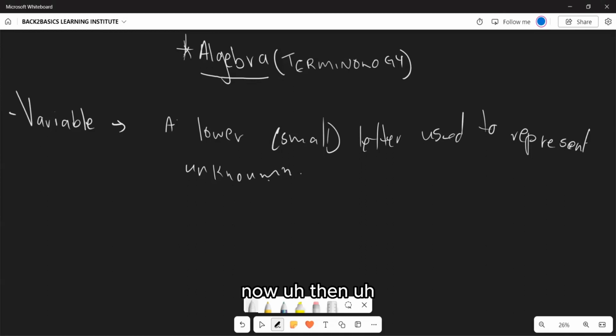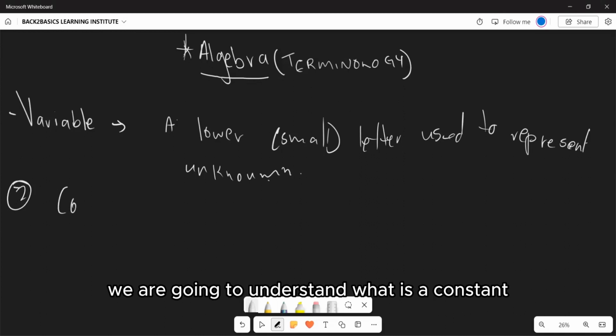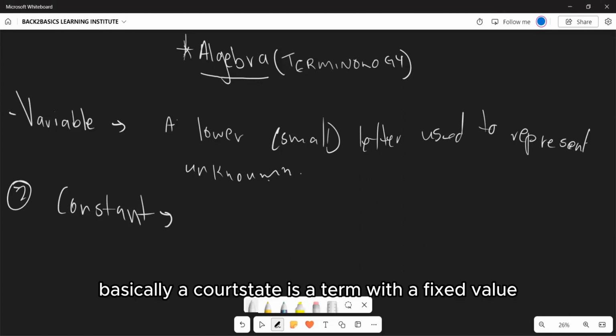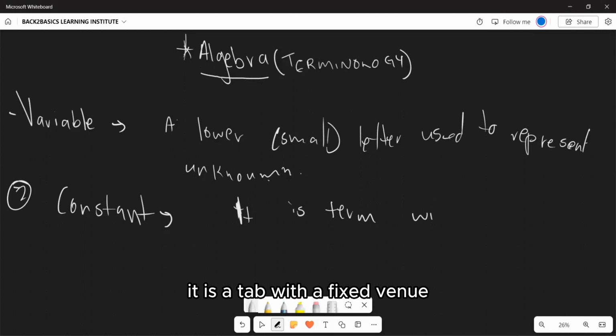Okay, then let's say now number two. Let's look at our second terminology. Now we are going to be understanding what a constant is. Basically, a constant is a term with a fixed value, right? It is a term with a fixed value.